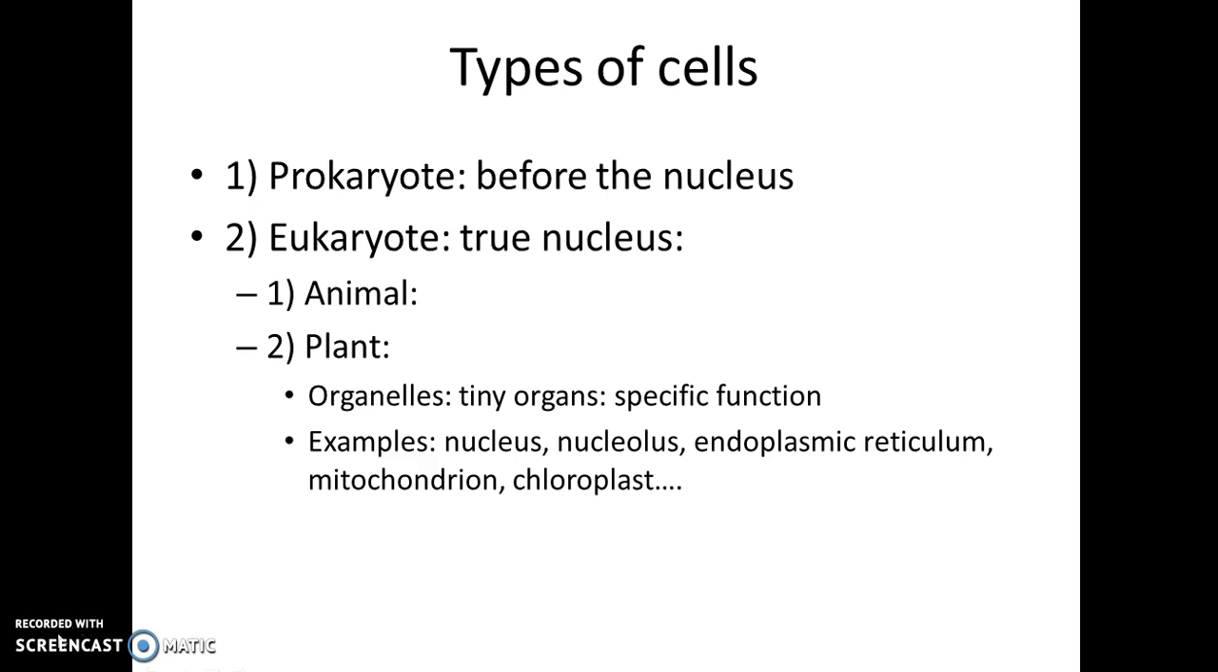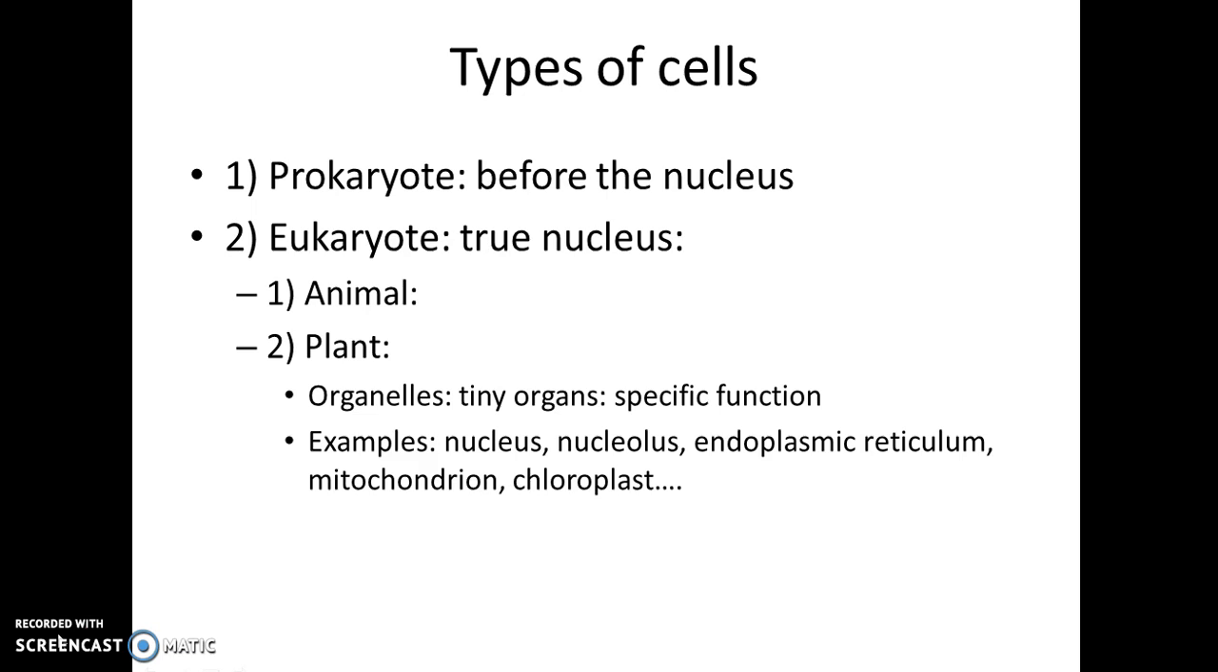So there are two types of cells. The first type of cell is prokaryote. Pro means before. Kary is nucleus, so it's before the nucleus. And eukaryotes, U means true, and karyote means nucleus, so it's a true nucleus. Now, for eukaryotes, there are two types of eukaryotes. They're the animal cells and the plant cells.